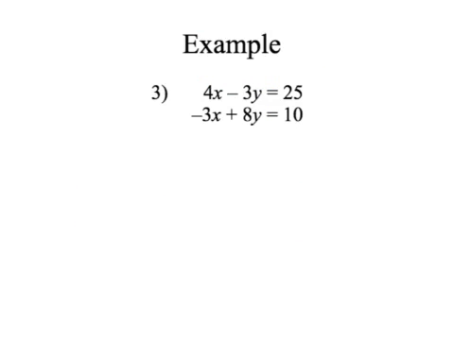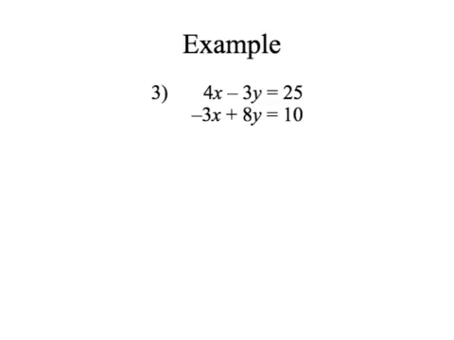Okay, the last example, I'm going to have to multiply. If you look at the variables of 4x and negative 3x, there's not one number I can multiply 4 by to get 3, or there's not one number I can multiply 3 by to get 4. And then if I look at my y's, I have negative 3y, positive 8y. There's no number I can multiply 3 by to get 8, and there's no number I can multiply 8 by to get 3. So when this happens, that means we need to multiply both equations to get rid of one of the variables.